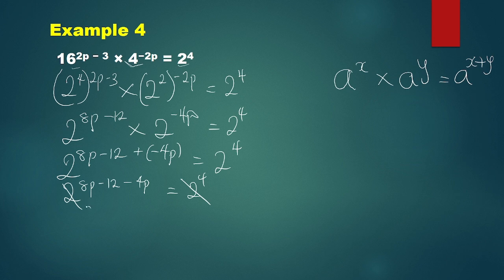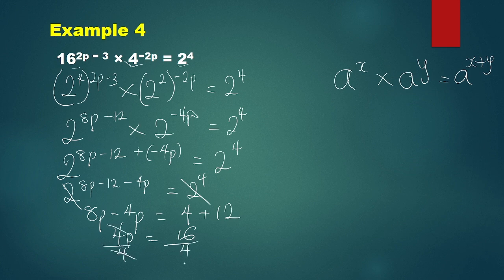I am left with 8p minus 4p equal to 4 minus 12. Minus 12 goes to the other side, it becomes plus 12. So 8p minus 4p is 4p equal to 16. Dividing both sides by 4, 4 will take out 4, so p will simply be equal to 16 divided by 4 is 4. So p in this case is simply equal to 4.